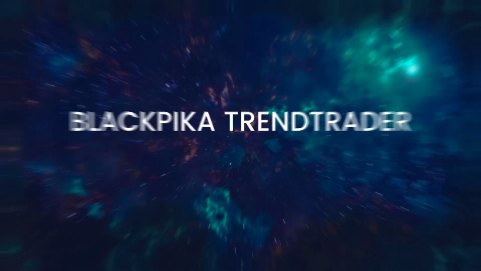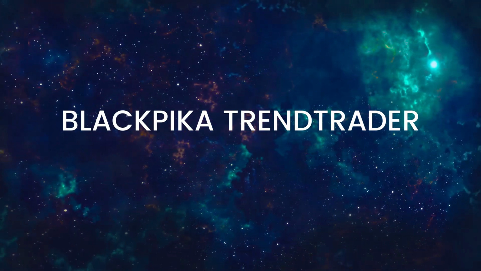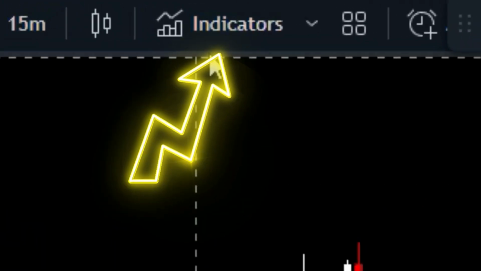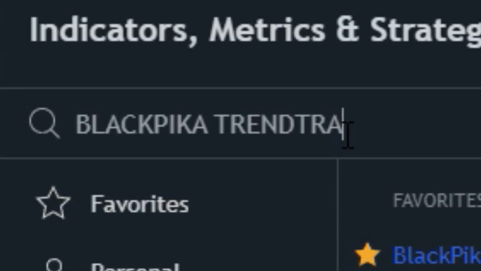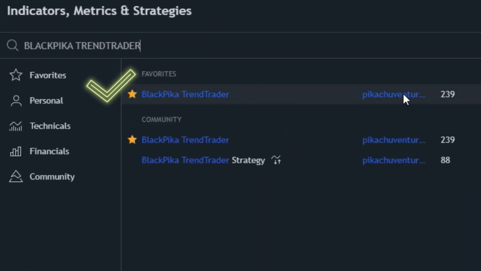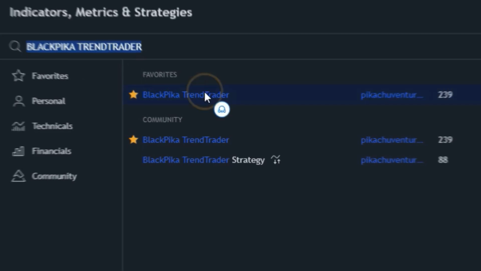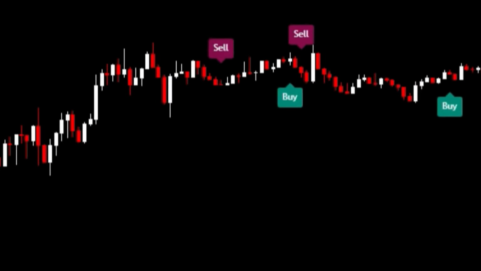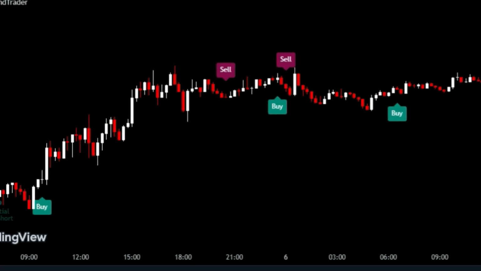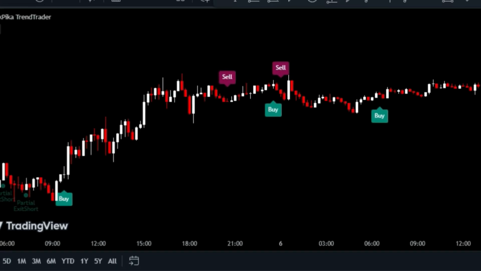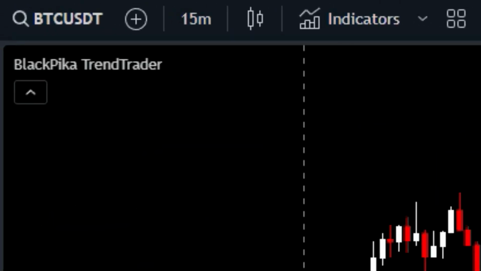First up is the Black Peacock Trend Trader. Just type the name into your indicator search bar and boom, you're one step closer to chart domination. But hold your horses, we're going to tweak your Black Peacock Trend Trader settings. It's not hard at all. Just follow along and we'll get it set up just right for you.